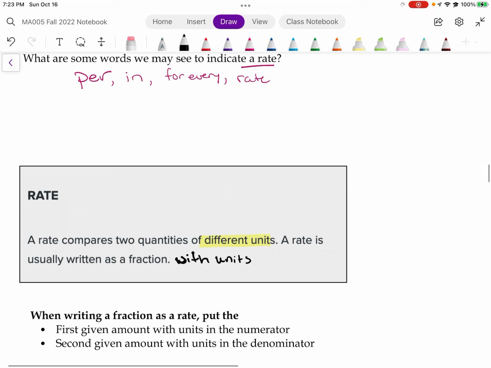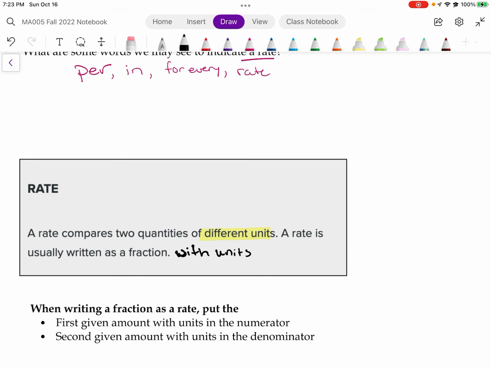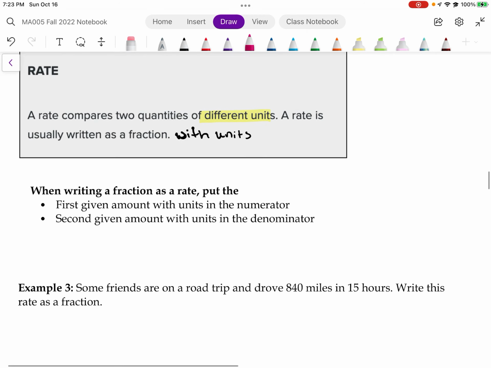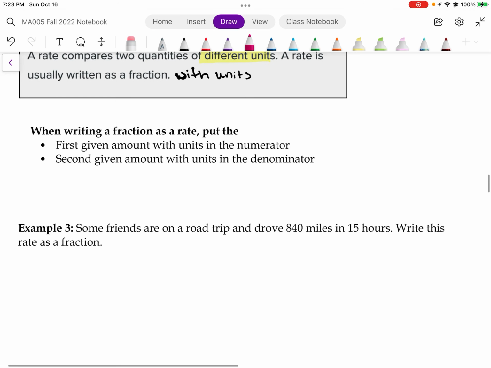All right, so when writing a fraction as a rate, first we basically put the first given amount with its units in the numerator and the second given amount with its units in the denominator if the word per is there. So the thing said first goes on top. It's pretty straightforward. So some friends are on a road trip and drove 840 miles in 15 hours. You could also say per, 840 miles per 15 hours. Okay, so that's our fraction.